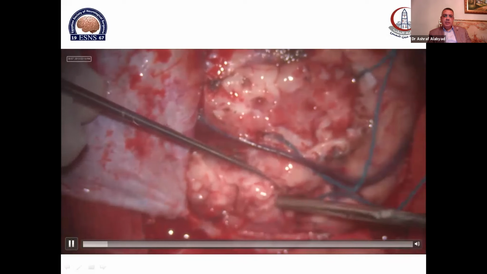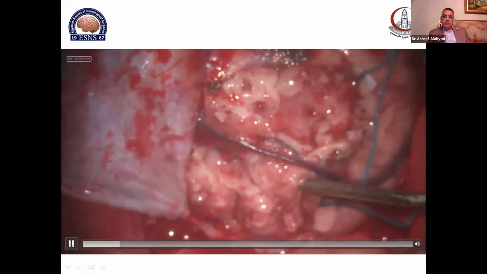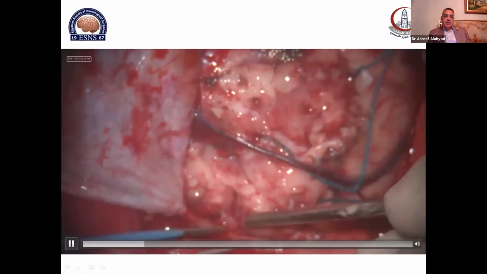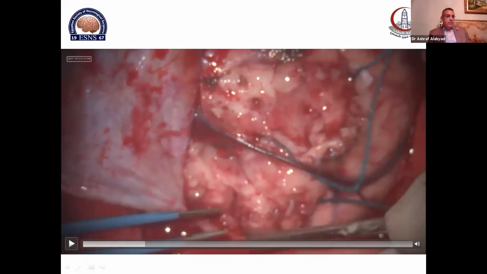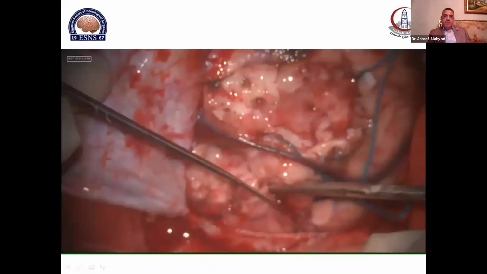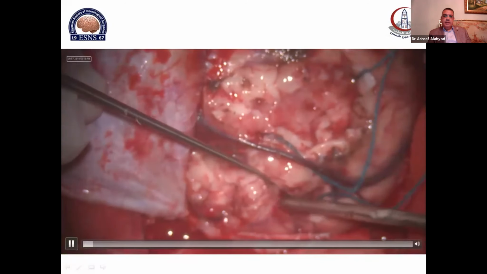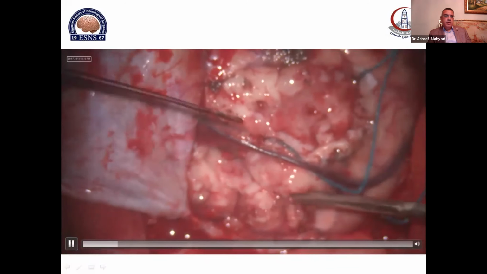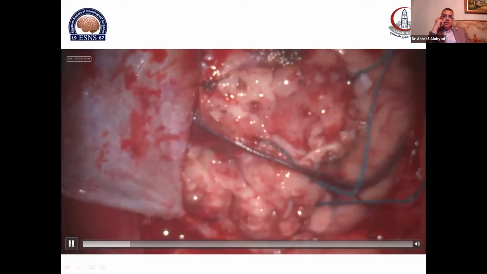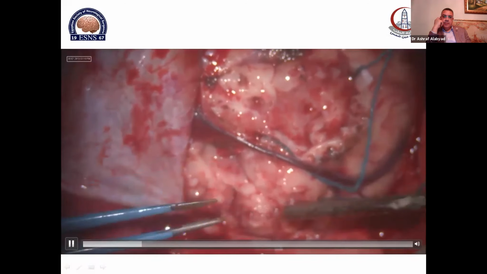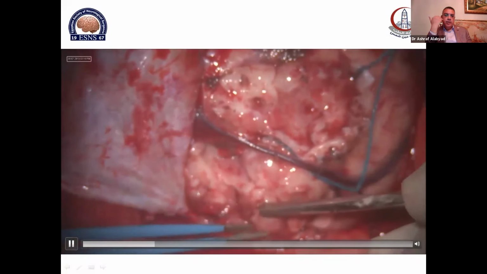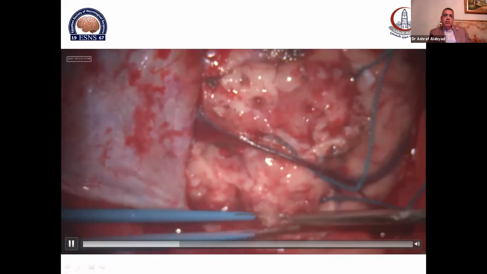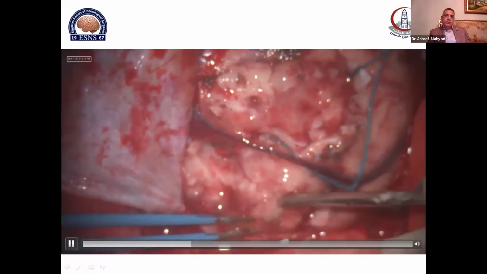So the main aim actually is to work around the tumor and coagulate the pale vessels around the tumor, aiming to devascularize the tumor before starting internal debulking. This will result in less blood loss during removal of the tumor and more efficient hemostasis following tumor removal.